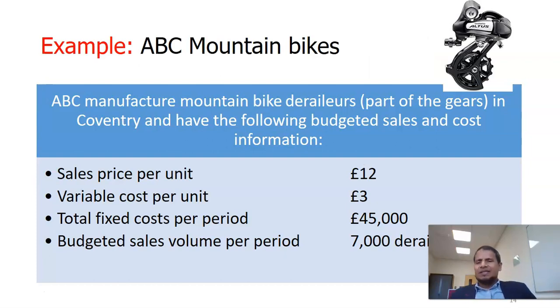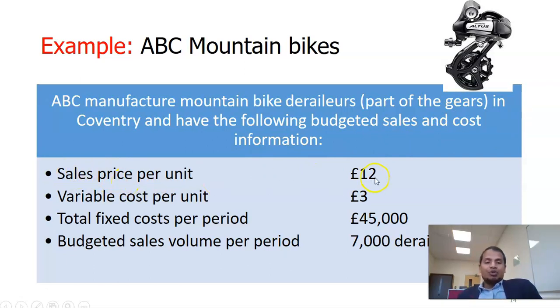All right, so let's see an example. Obviously, there are some assumptions and some limitations of break-even analysis. I'll tell you after. So let's see an example. ABC Mountain Bikes company manufactures bike derailleurs, parts of gears, in Coventry, and has the following budgeted sales and cost information.